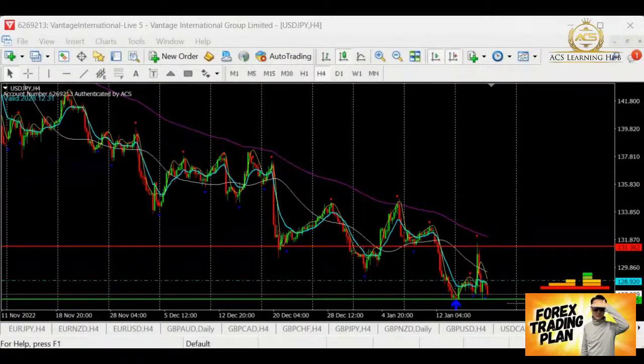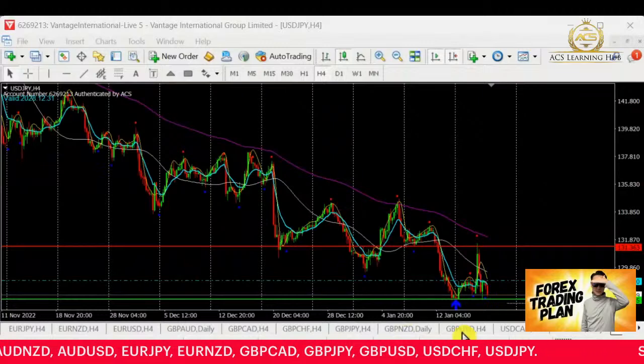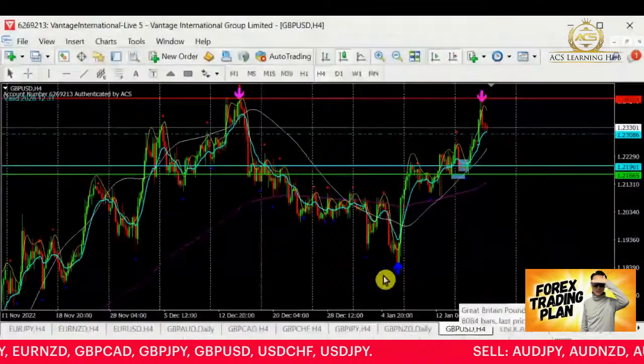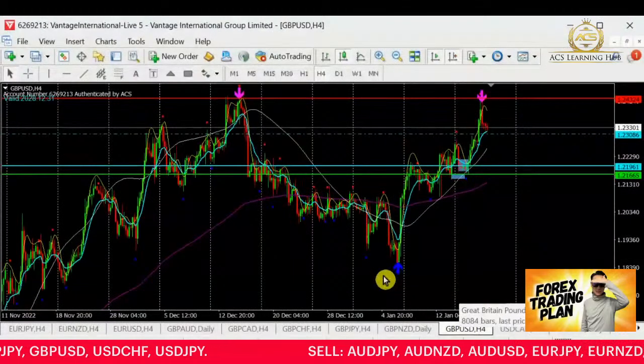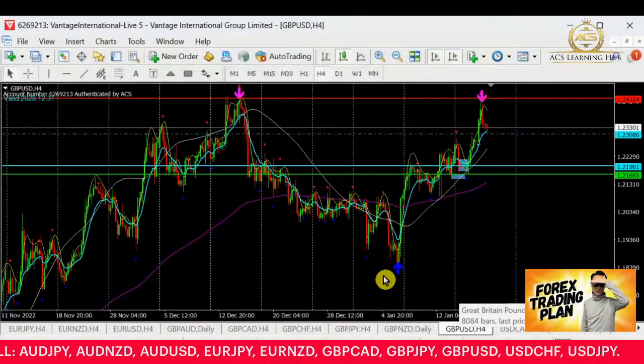And that should be all for today. Later on, we will come back here and take a look in the live trading session to see what we have here. All right, let me flash it out for everybody. Okay, now we have all this. So Aussie Yen, Aussie Kiwi, Aussie Dollar, Euro Yen, Euro Kiwi, Pound CAD, Pound Yen, Pound Dollar, Dollar Franc, and Dollar Yen.